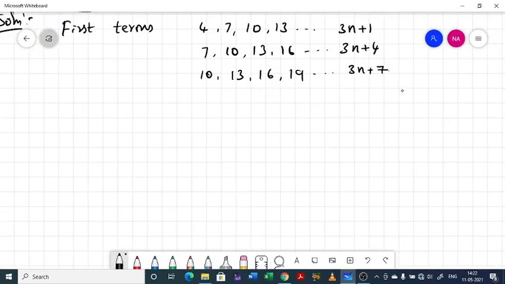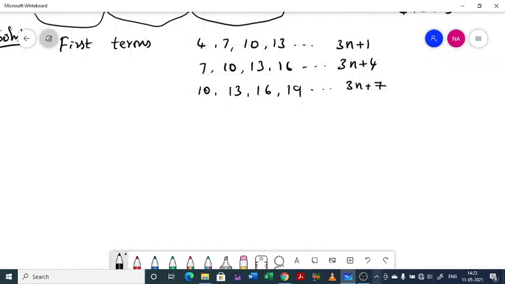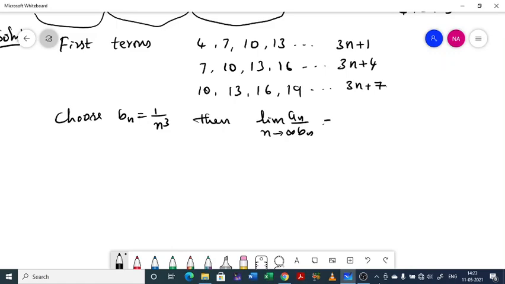So same thing, you can choose bn to be 1 by n cube. Then you can check this, I'll write directly here. Limit an by bn as n tends to infinity is 1 by 27, I think. You can check this later. 1 by 27. Anyway, you get a non-zero finite number.